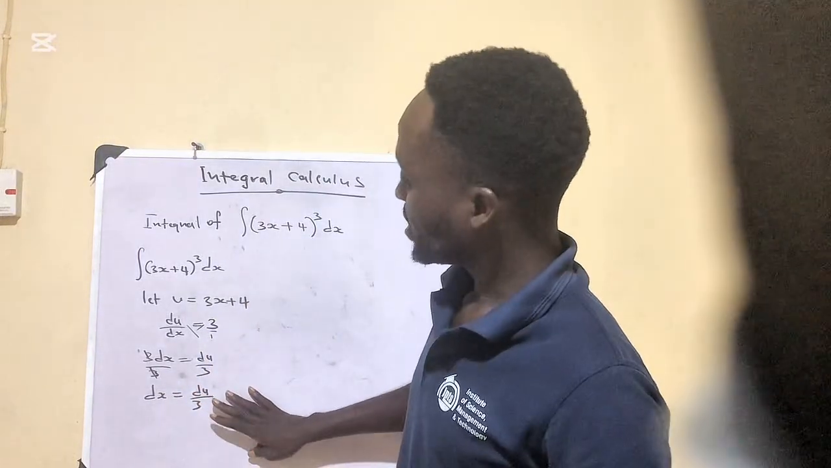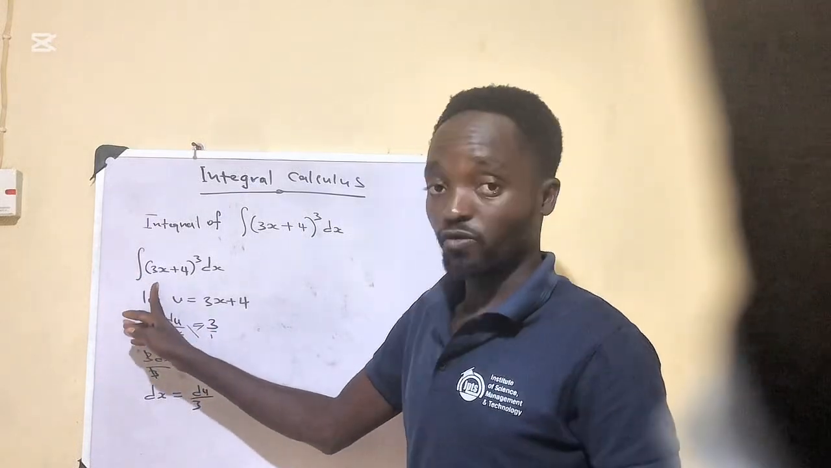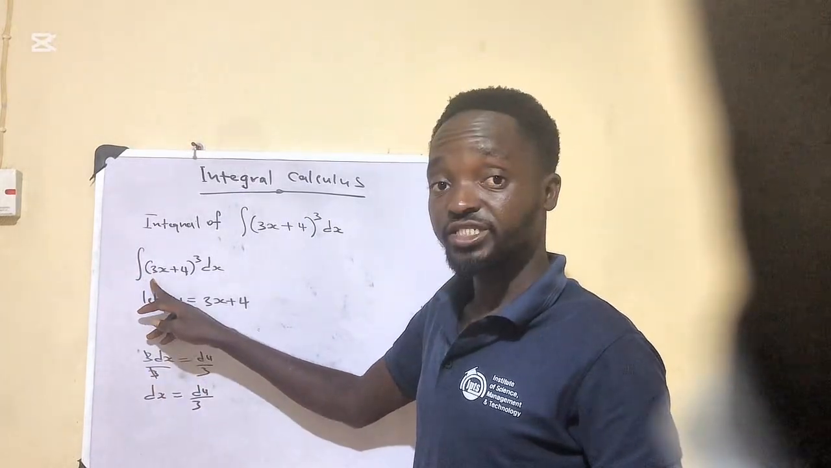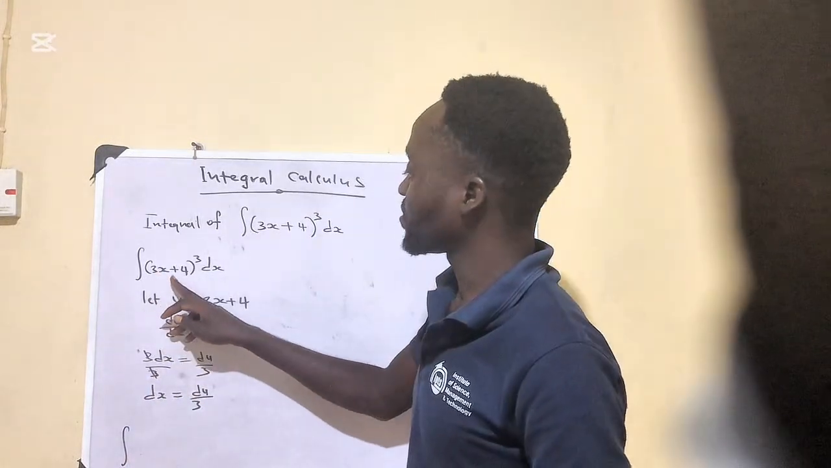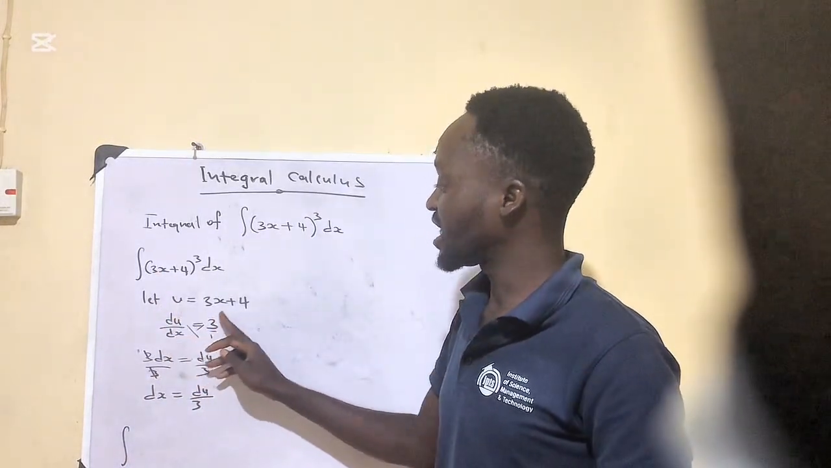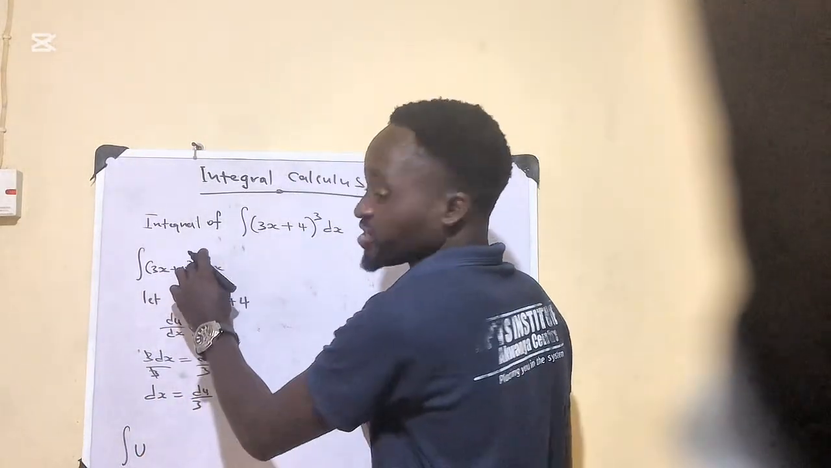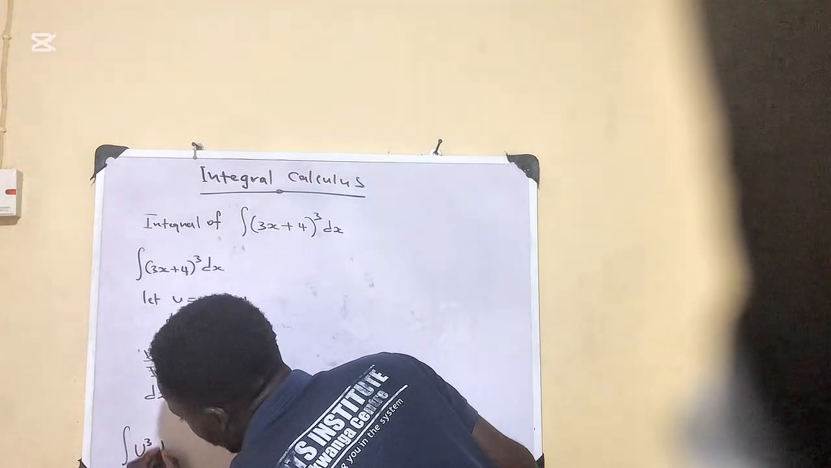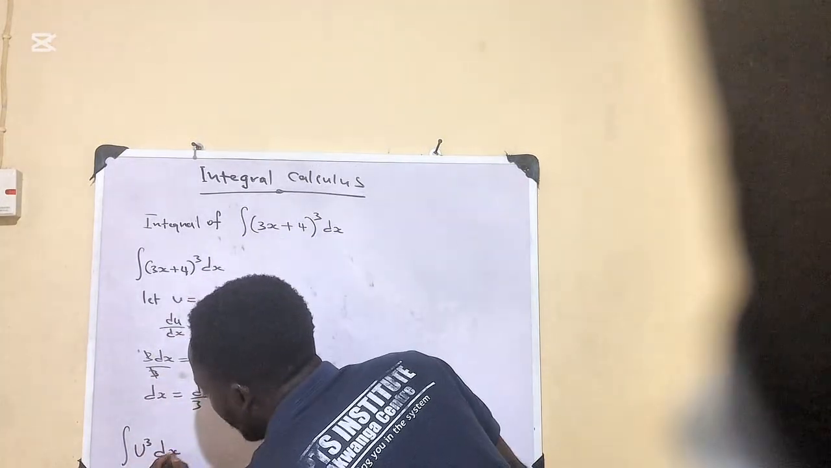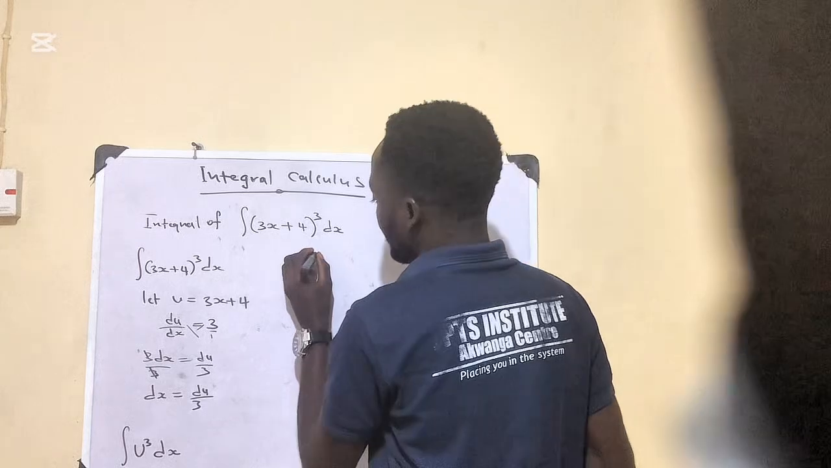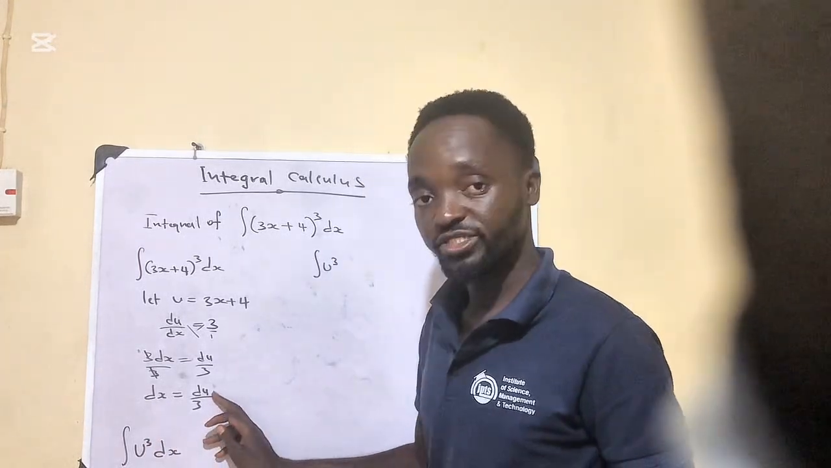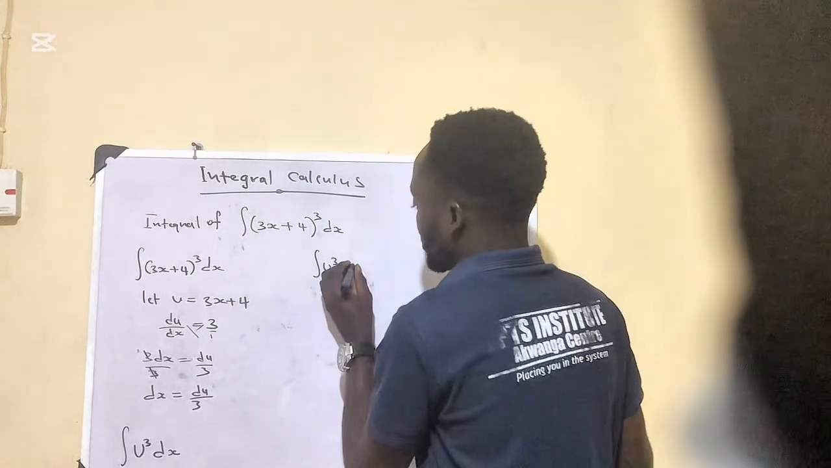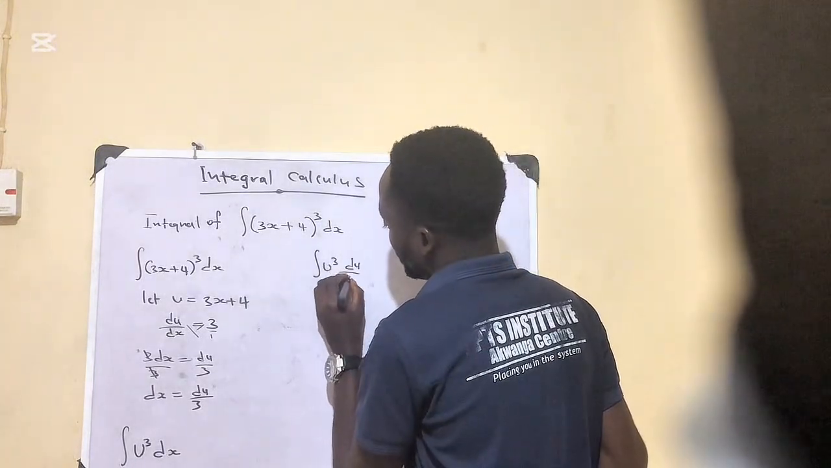Now from here, we are going to go back to what we have initially and rewrite this in terms of u. So we can rewrite the integral: instead of 3x + 4, since u is the same thing as 3x + 4, we will just write the integral of u raised to the power of 3, multiplied by this dx. Again, instead of dx, since dx equals du over 3, we can write du over 3.